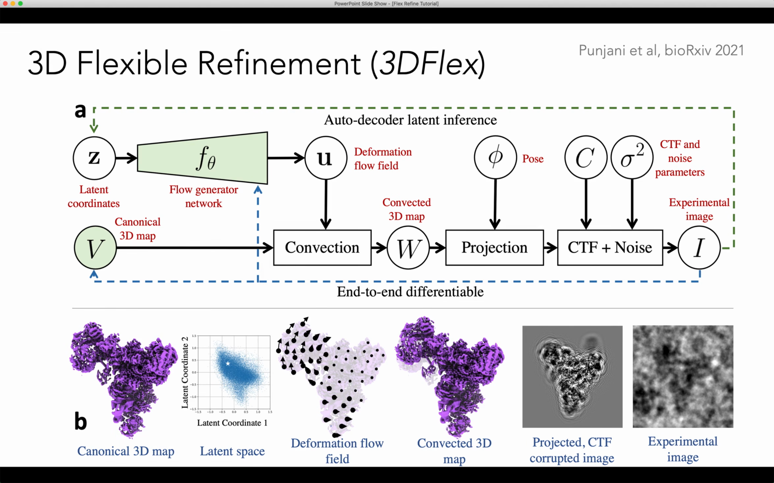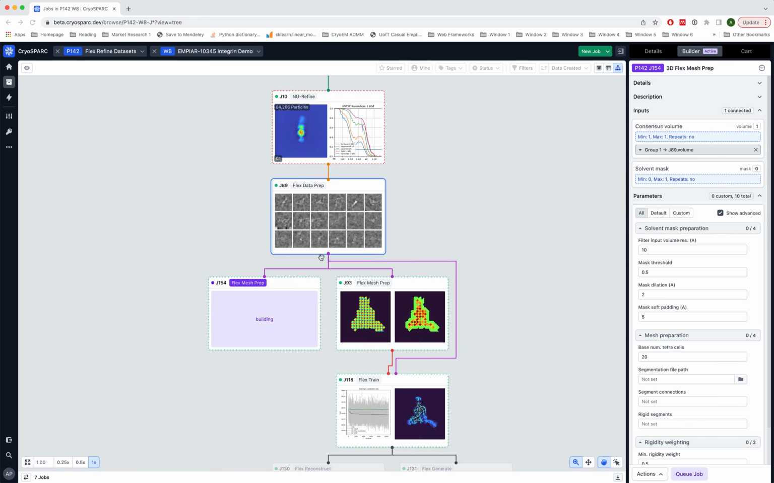That means our deformation field can actually convect density from the canonical density map outside of the solvent mask, which is a good thing in case there are flexible parts of our protein that move long distances. We don't need to create a mask that contains all possible conformations, but just a mask that contains the density in the canonical frame of reference.